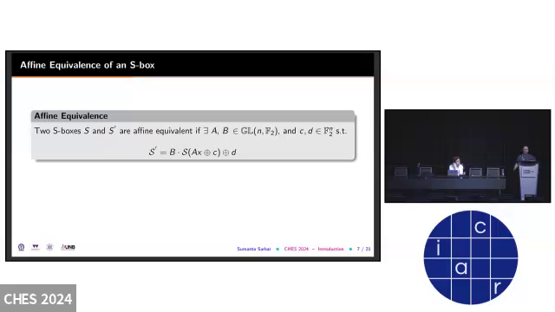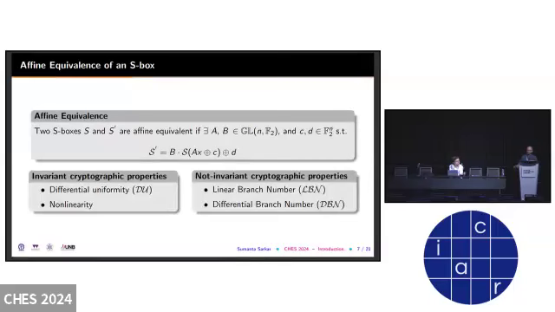So why is this affine equivalence important? Because when you construct a new S-box, you must check whether it is new, that it's not something like an already known S-box, or equivalent to one. There are certain cryptographic properties which are invariant in these classes, for example, differential uniformity and nonlinearity. For every affine equivalent S-box, they are the same.